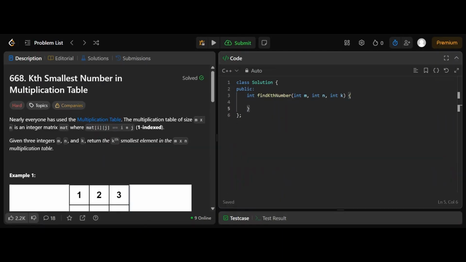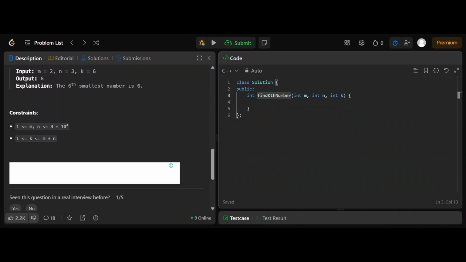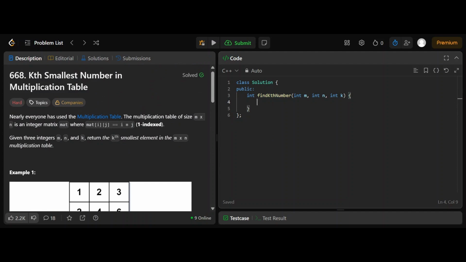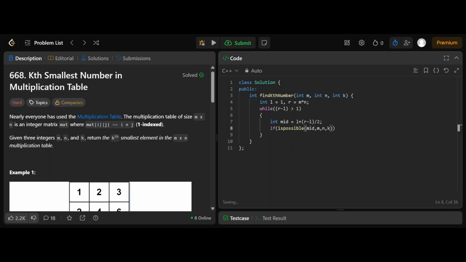Let's solve this. Now there is no need of making this multiplication table, as we cannot make it because we are given a range of 10 raised to 4. We have L as 1, R is m cross n, while R minus L is greater than 1. Mid will be L plus (R minus L) by 2. If isPossible for mid, m, n and k, where m is the rows and n is the columns, then R will be mid because we have to find the smallest, else L will be mid plus 1. For the smallest, we'll check first for L: if isPossible for L, m, n and k, we return L, otherwise we return R.